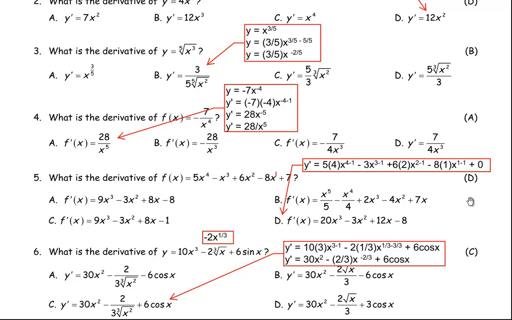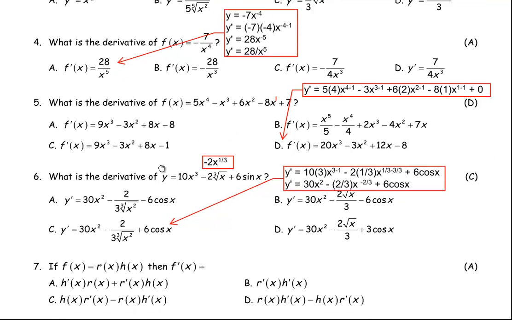Final answer, I wouldn't bother to do that. So this is going to be 20x cubed, which is this term. This is going to be minus 3x squared, which is this term. This would be 12x to the first, or just 12x. And since 1 minus 1 is 0, x to the power of 0 is 1. So it's really just negative 8 times 1, which is just negative 8. So that's the correct answer for number 5.